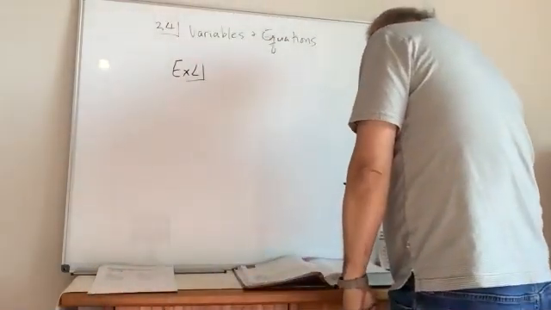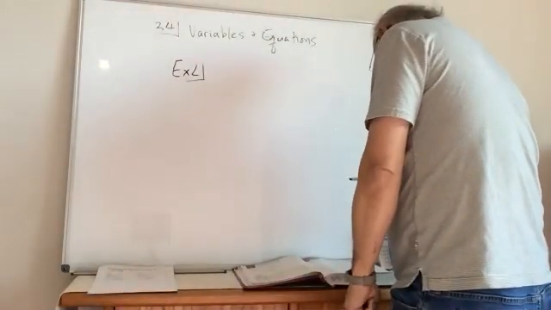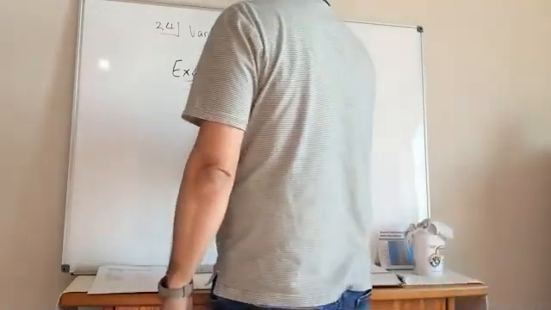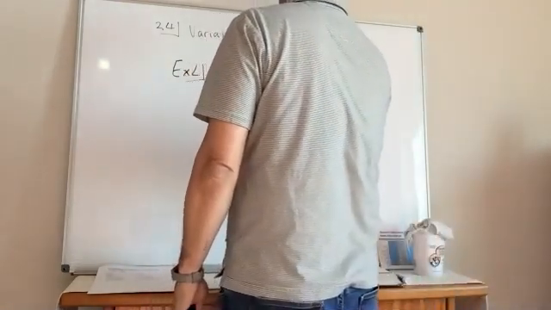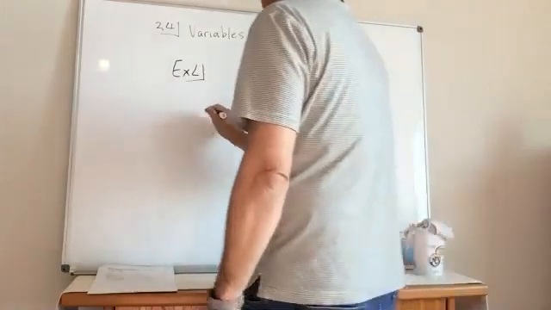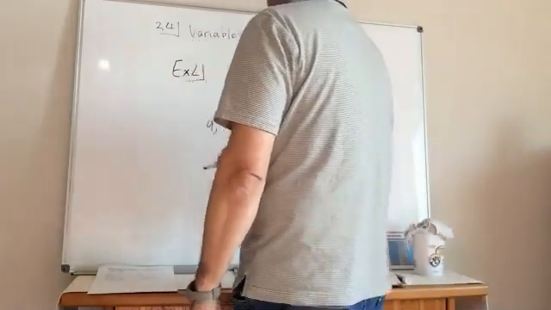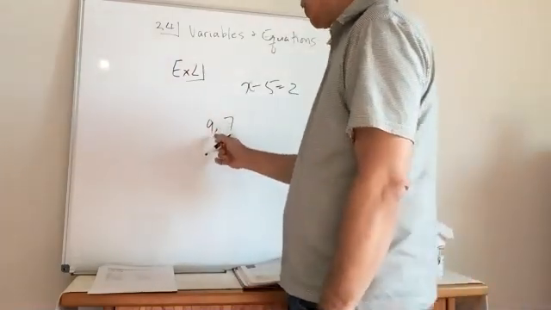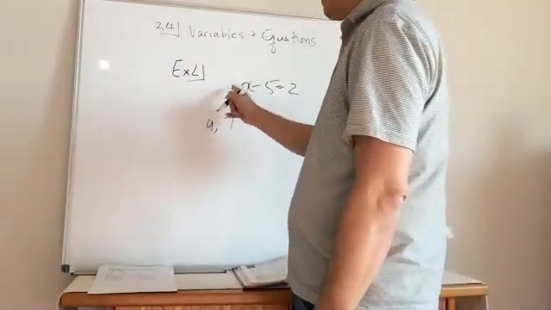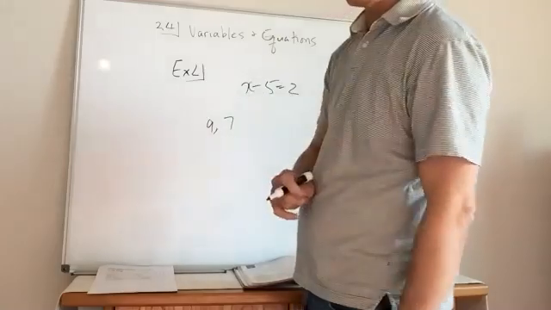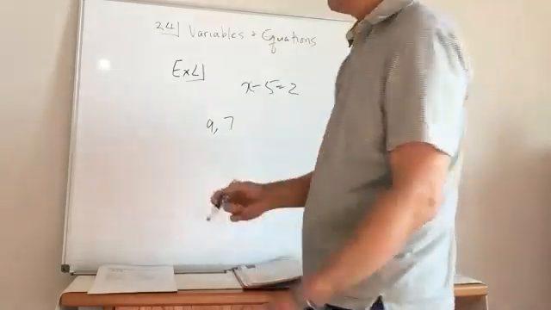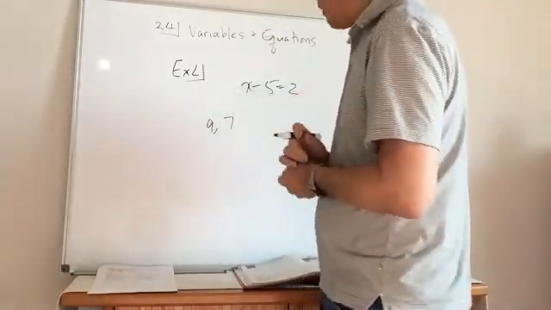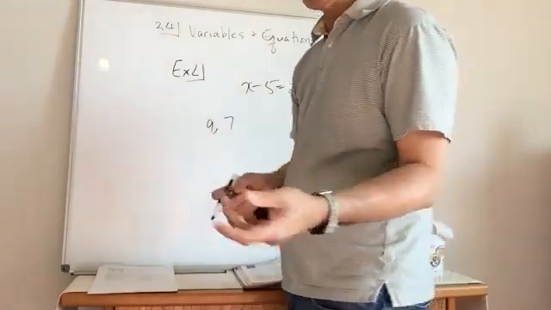Example number 2. Tell whether 9 or 7 is a solution of x minus 5 is equal to 2. So whether 9 or 7 is a solution, right? Let's say that if 9 was a solution, then I would put it into x and see if it works. This is all we're doing. We're substituting for x the number, right? So I'm checking to see if 9 is a solution.